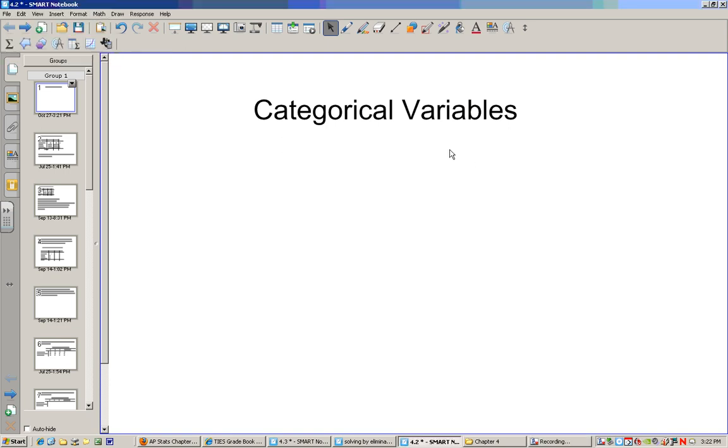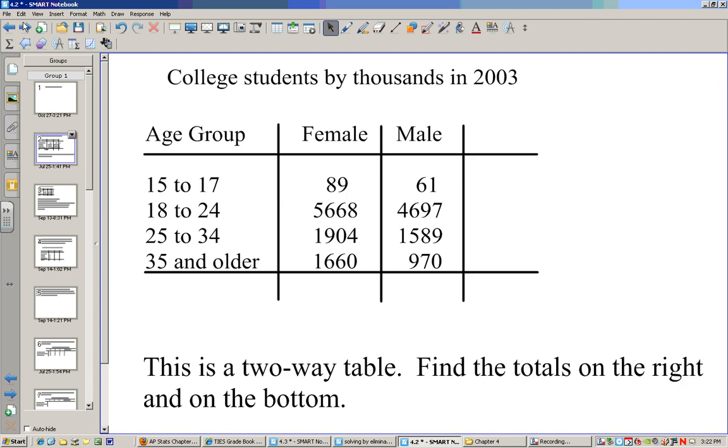Today we're going to learn about what to do with categorical variables. Categorical variables are a little bit more difficult to work with because we don't have an easy number that we can describe them with numerically. What we do is we put them into two-way tables like this.